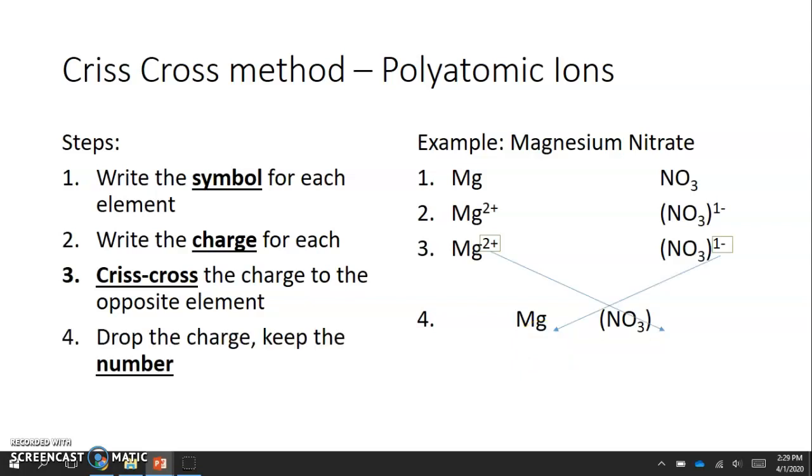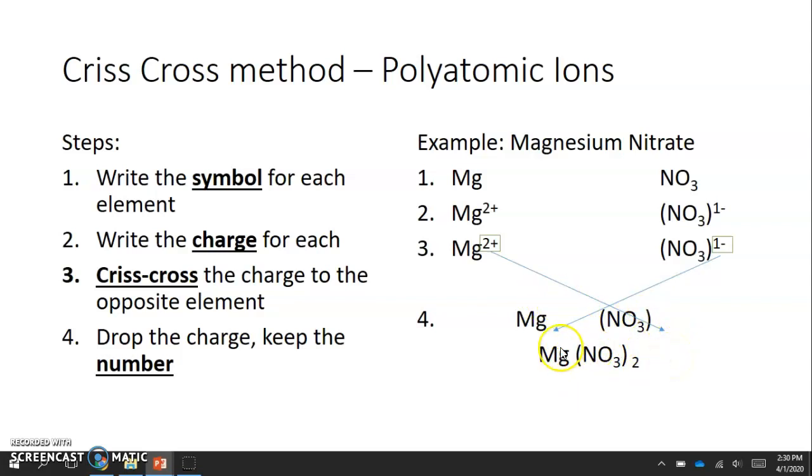Then we're going to draw out the charge, but we are going to keep our number. Okay, so this becomes Mg(NO3)2. So we keep the polyatomic, right? Our nitrate stays in its parentheses, and then the subscript from this 2+ charge that we crisscrossed goes outside the parentheses. Remember, we do not change the elements or the numbers inside our polyatomic, so inside the parentheses. The subscript now goes on the outside.